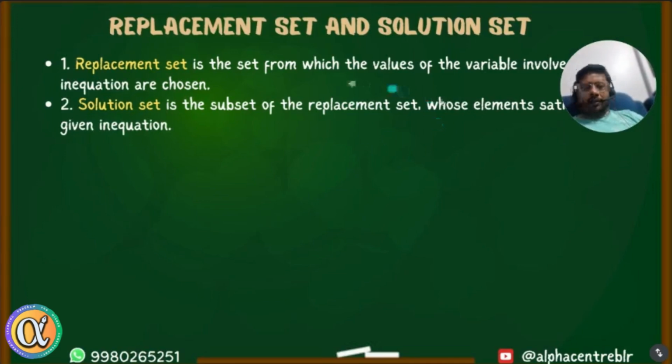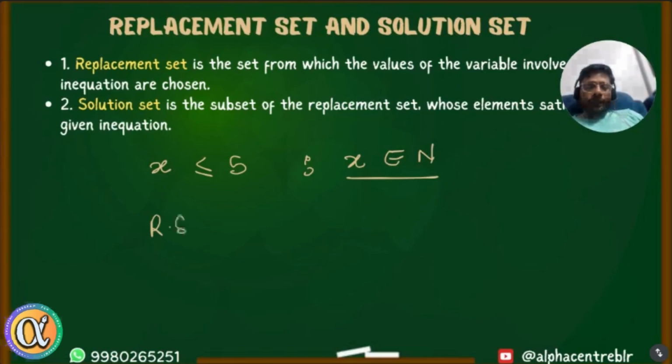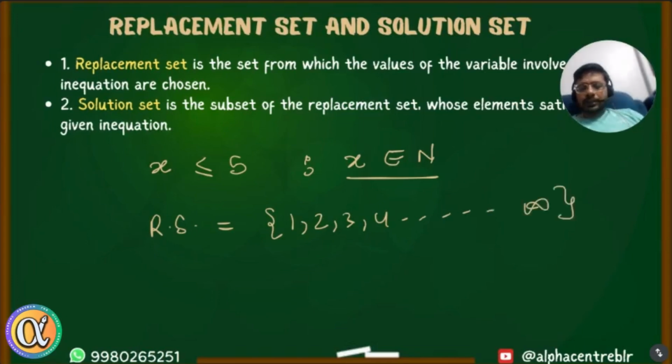Suppose we have a simple inequation like x is less than or equal to 5 and x belongs to natural numbers. In this case, natural numbers are the replacement set. So the replacement set is all natural numbers, like 1, 2, 3, 4, 5 till infinity. All natural numbers are the replacement set.